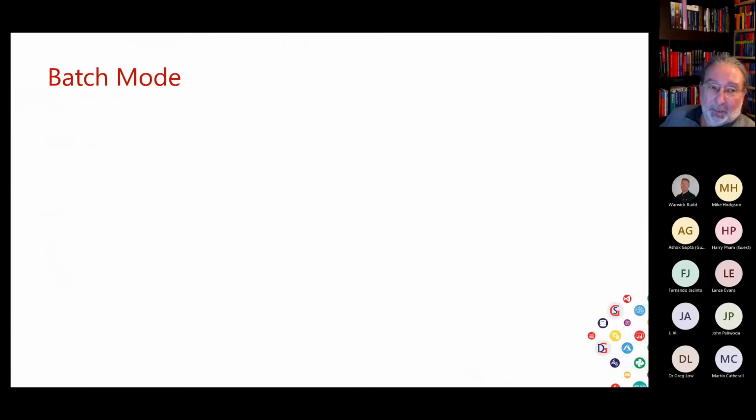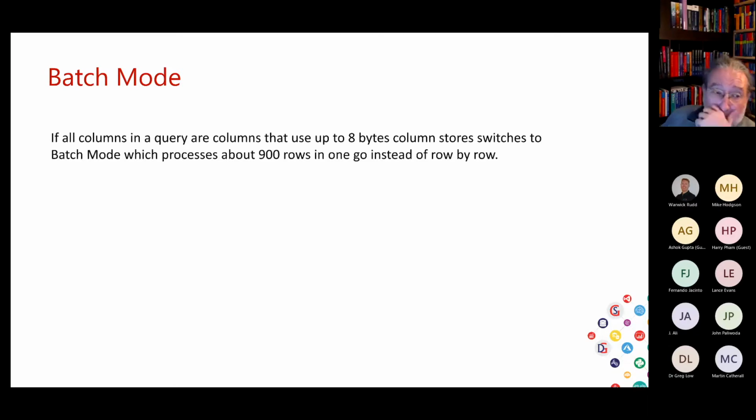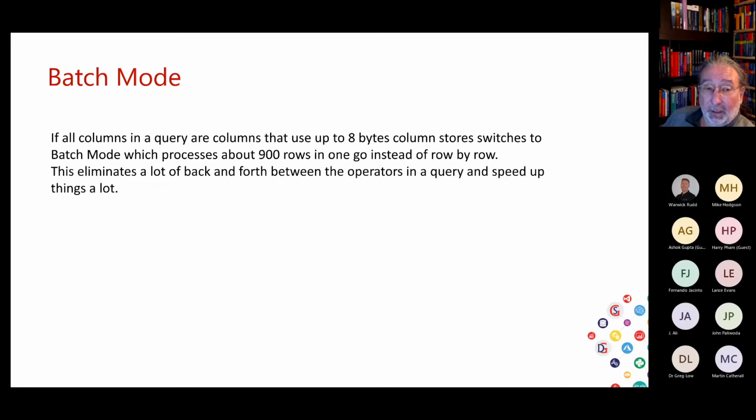So the next one is batch mode. Since this presentation was made, there's now also batch mode for row store, which is still a little bit different. If the columns in a query use up to 8 bytes, column store switches to batch mode, which processes about 900 rows in one go instead of row by row. This is what I explained before: when they are right next to each other, it can use vectorized statements in the CPU to do this.